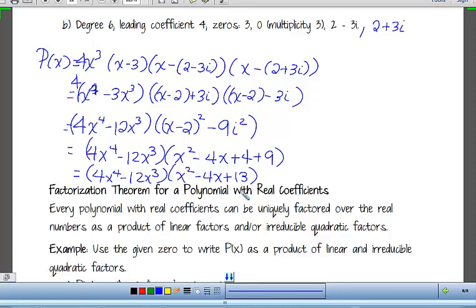Still not as bad as the last one. 4x to the fourth, I'm going to distribute that. I'll get 4x to the sixth minus 16x to the fifth plus 52x to the fourth. Okay, then I'm going to distribute the negative 12x cubed. So we get minus 12x to the fifth plus 48x to the fourth minus 13 times 12 is 156. 156x cubed.